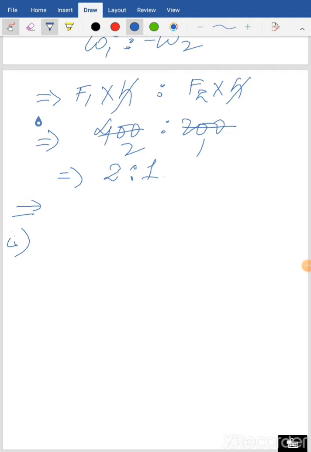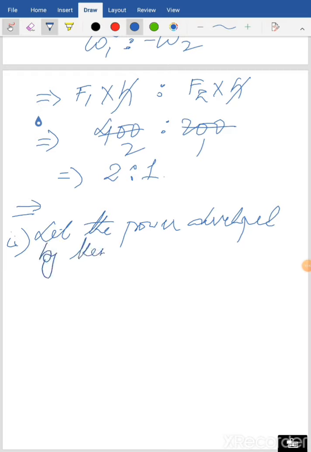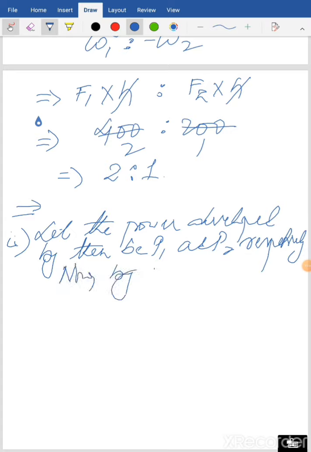Question number 2 says power developed by them. So we have to compare the power developed by them. So we'll again assume that the power developed by them is P1 and P2. So let the power developed by them be P1 and P2, respectively. So don't forget to write properly. Now by question, P1 is to P2. This is our question, isn't it?